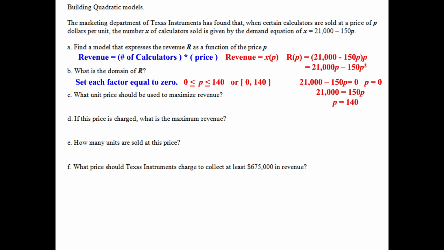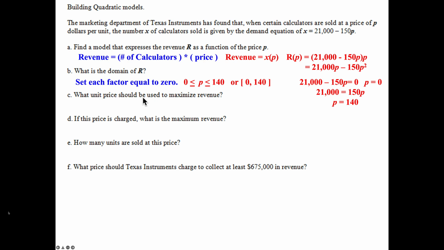Now, why can P be equal to 0 and equal to 140? If P is equal to 0, then we're going to get rid of all 21,000 calculators because they're free. If they're selling for 140, we are not going to get rid of anything. I'll bet you 150 times 140 comes out to be 21,000, and you're not going to be able to sell anything. It's too big. So finding the domain is always setting each factor being multiplied together, the number of calculators and the price, whatever your factors are, equal to 0 and solving for that variable.